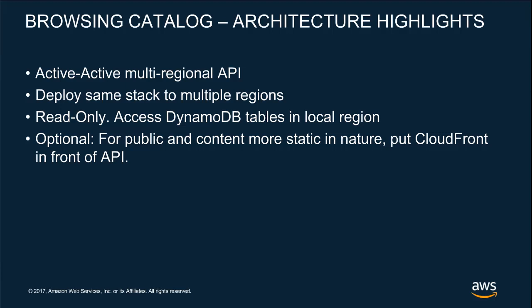So a few things to highlight here. We have an active-active multi-region API setup, where each region is taking traffic at the same time. The mobile client will access the REST API that is closest to them based on latency. Each region has the exact same setup. You deploy the same stack and code in each region. Since we're only doing reading, the Lambda code can restrict itself to only read the DynamoDB tables in the local region. An optional thing here too, if you discover that part of the public API works well with caching due to its static nature, we can also put CloudFront in front of the API to speed up the delivery.